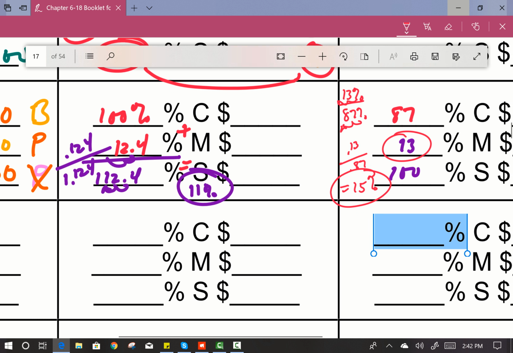Okay, let's go ahead and move to number 15. On number 15, we're going to calculate the final selling price to the nearest cent and then the markdown percent to the nearest hundredth percent. We have the original selling price of $5,000.